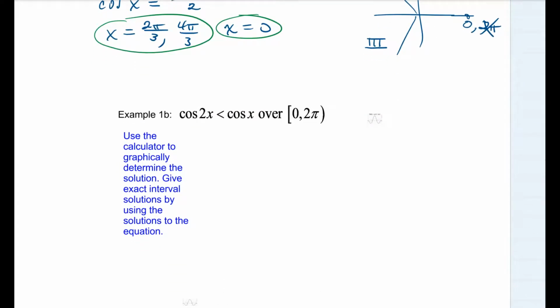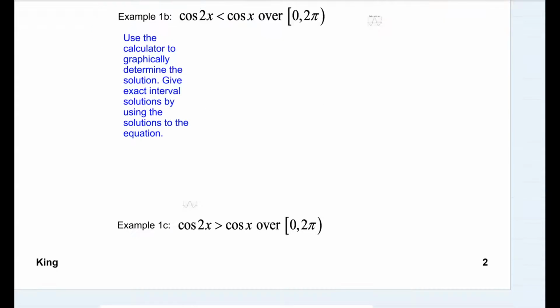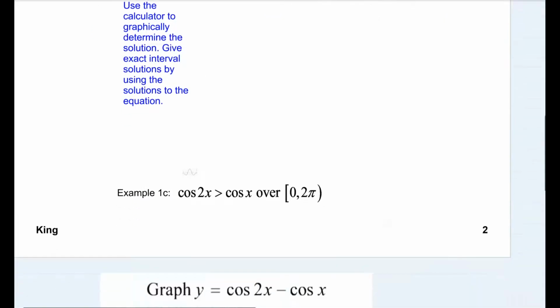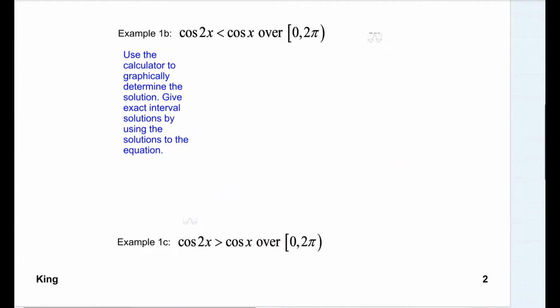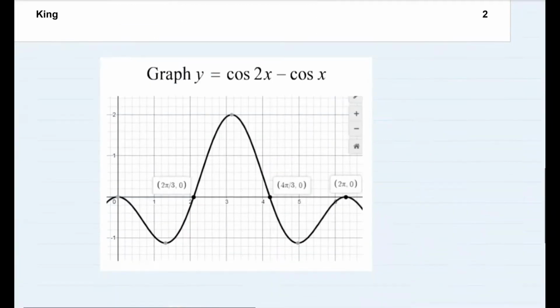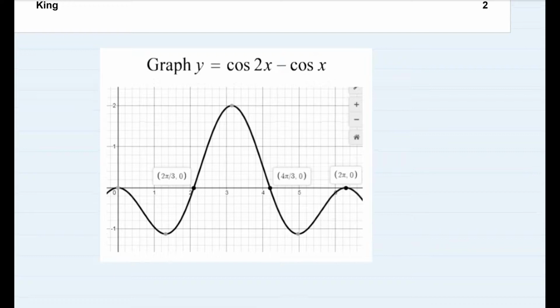inequality: cosine of 2x is less than cosine of x over that same domain constraint. And we're going to use the calculator to graphically determine the solution. We already know where any intercepts will be. So I've already graphed this down below, so let's go take a look at this. But let's remember, cosine of 2x is less than cosine of x. Well, this graph is cosine of 2x minus cosine of x here. Why? That's what we've graphed.